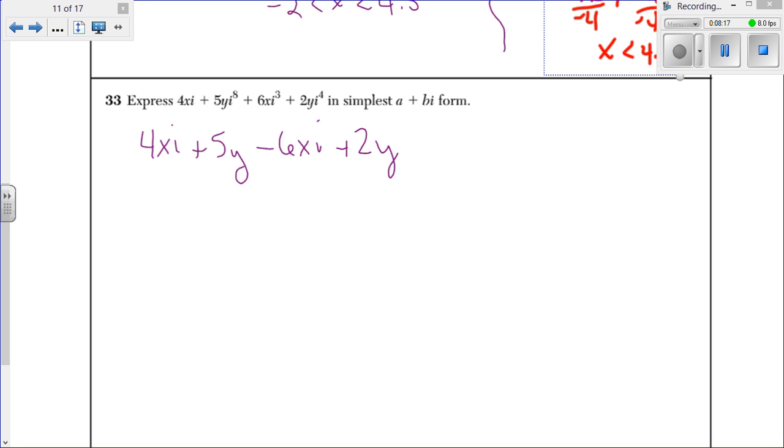And if I combine like terms, I have 7y minus 2xi. And that's really all there is to that one.